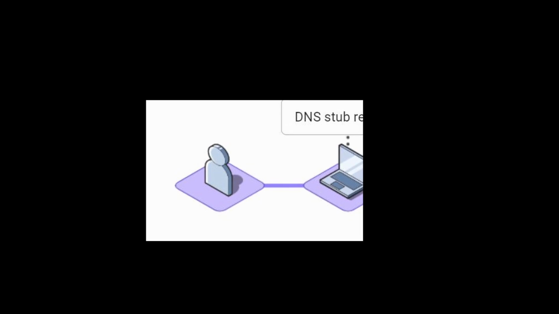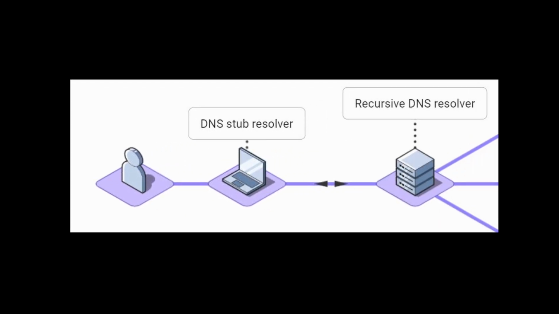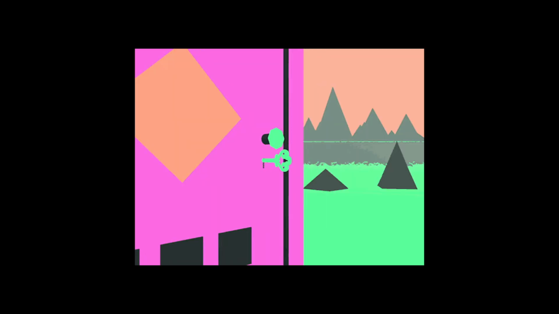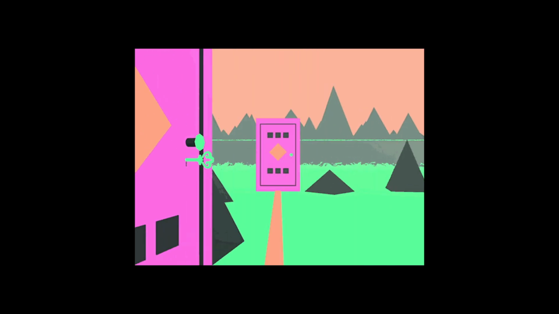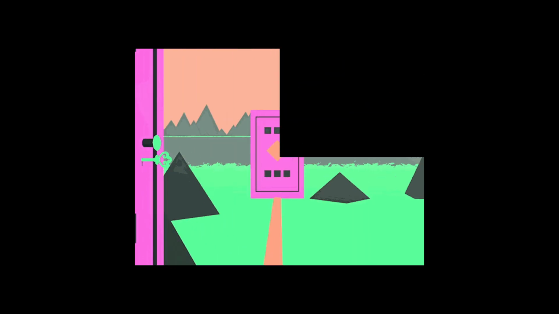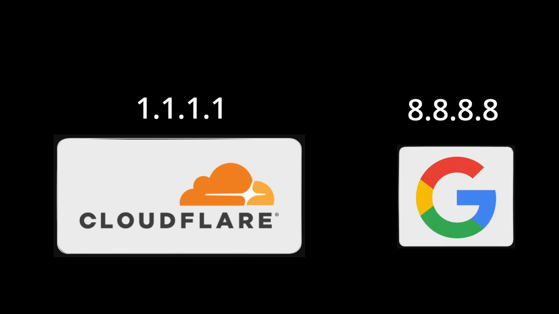The DNS request from stub resolver is sent to DNS recursive resolver. Considering there is no DNS proxy in between, the request directly reaches the recursive resolver. The name of this server is recursive resolver because it makes multiple recursive requests to finally resolve a single domain. The most common DNS resolvers are Cloudflare, which is 1.1.1.1, and Google Resolver, which is 8.8.8.8.